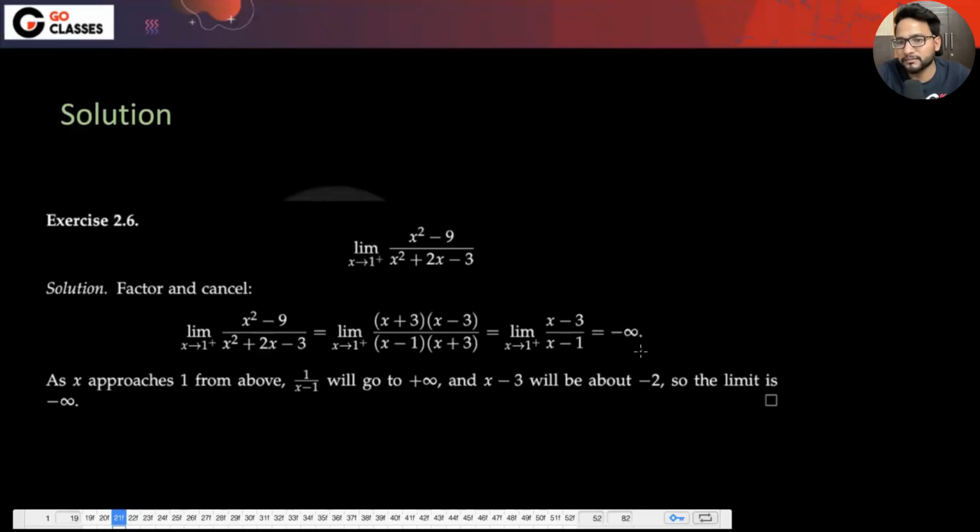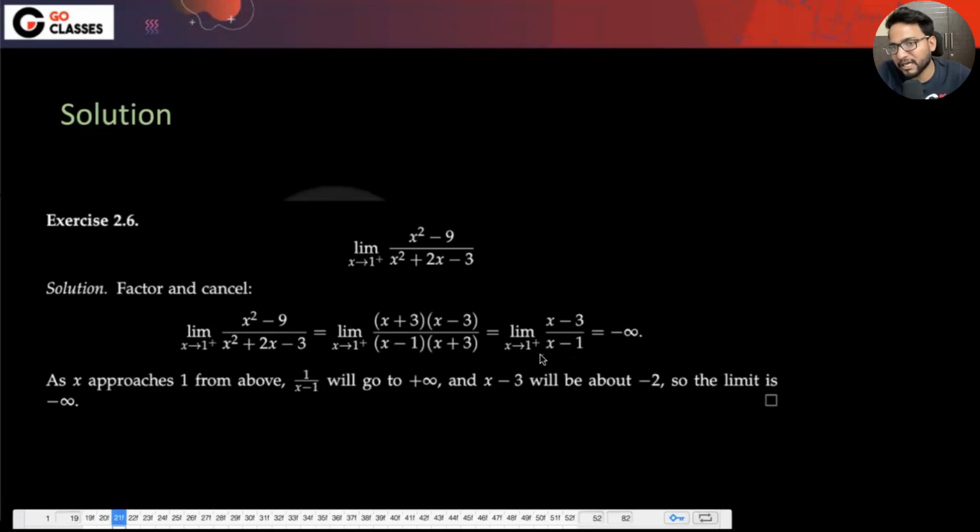Have you understood this? So what we are doing, we are just factoring out, and then we have observed that okay, limit does not exist here. Why? Because there is no way to simplify this, and if you put x equal to 1, then it is coming out to be infinity, right?